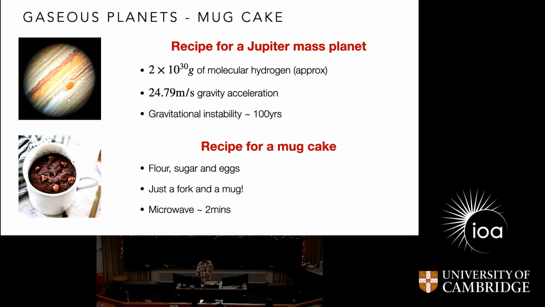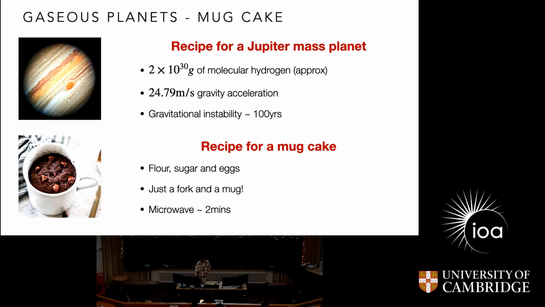And finally, what are the preparation times? To form Jupiter, we will use this planet formation theory, which is called gravitational instability. I will explain to you later what it is. It's a very fast process because it takes just 100 years. I mean, fast for astronomical times, of course. And at the same time, for a mug cake, we just need a microwave, and in 2 minutes the mug is ready. So it's very, very fast and very few ingredients to create Jupiter or to bake a mug cake.